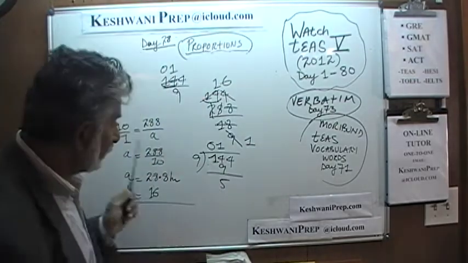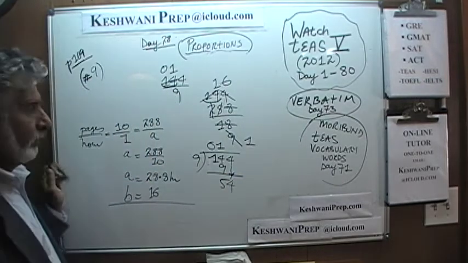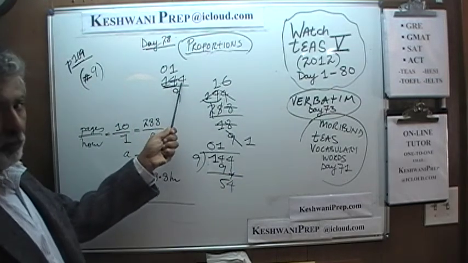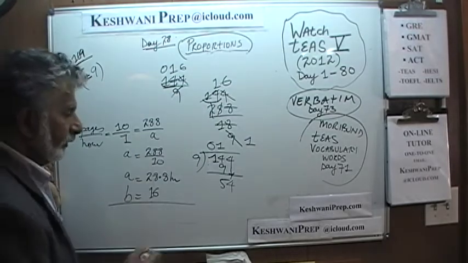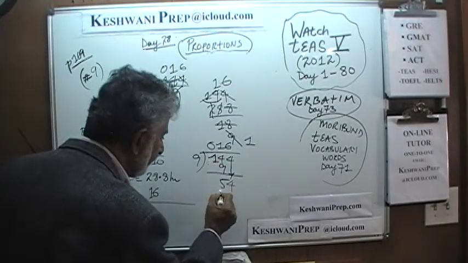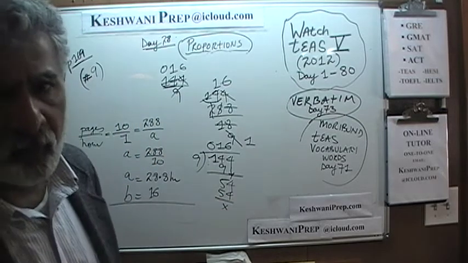What happens to that 5? That 5 goes and joins the 4 and becomes a 54. And 54 has 6 9s. And how do I know that 54 has 6 9s?